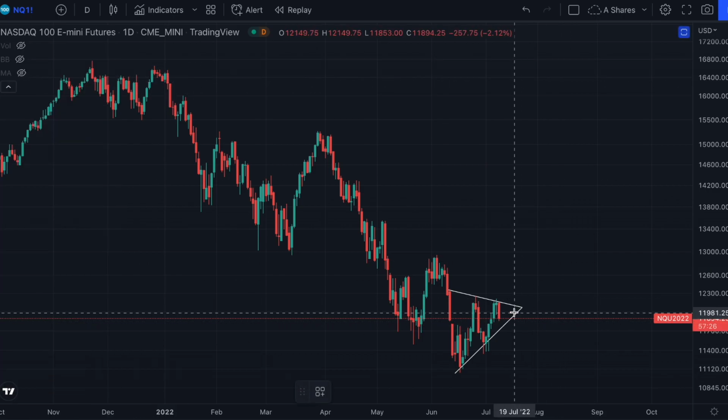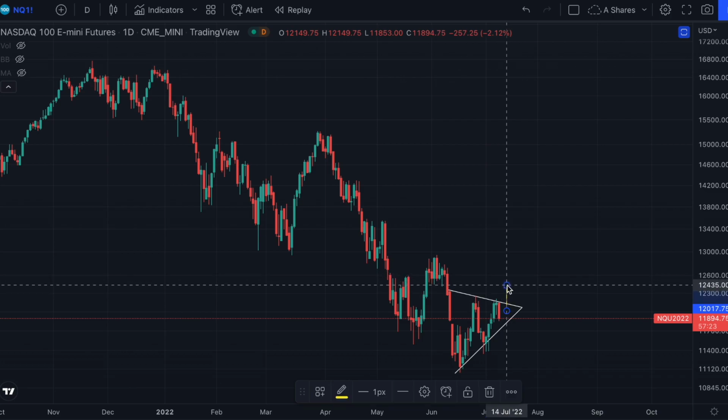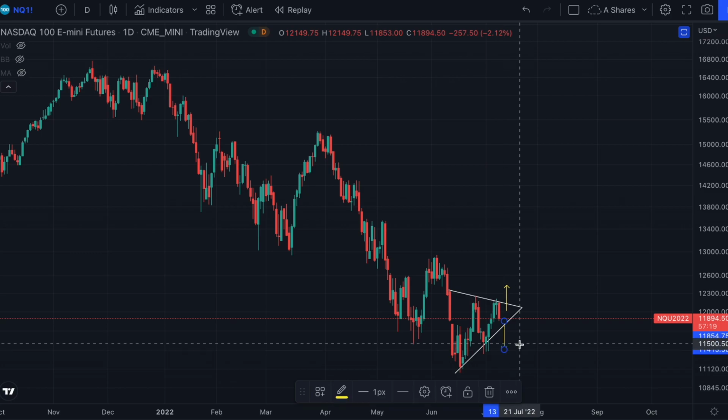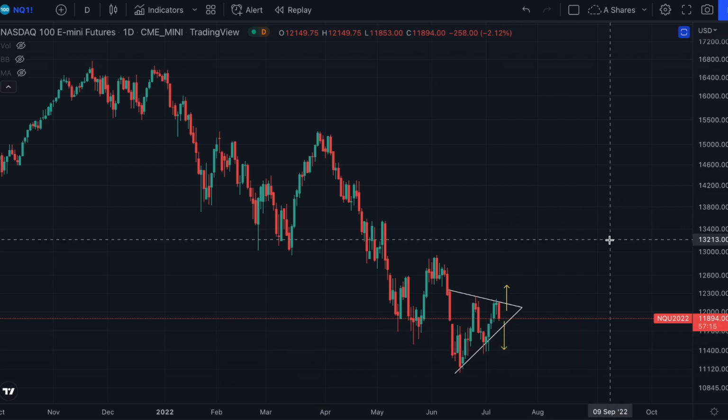A decisive move meaning that it doesn't just move up and down within this triangle anymore, but either breaks out of the triangle or falls out of the triangle. Once we see that move, then we can determine whether a bearish trend or a bullish trend will stand a higher chance moving forward.